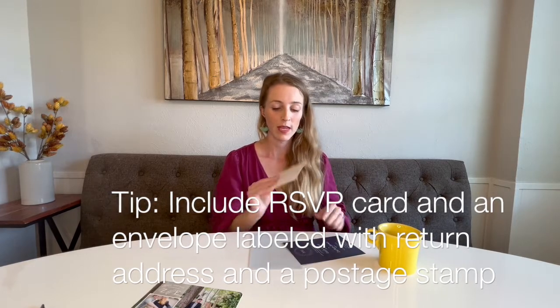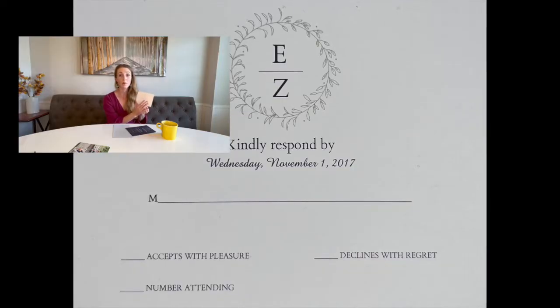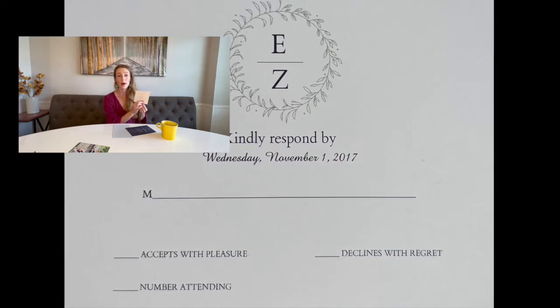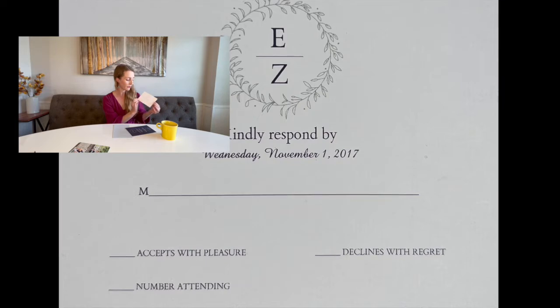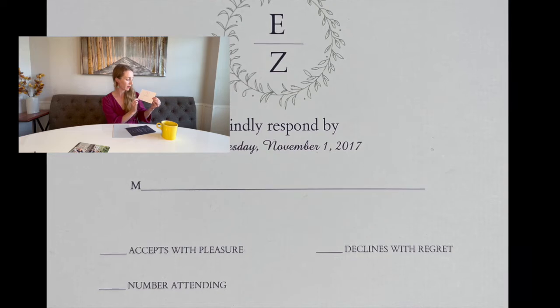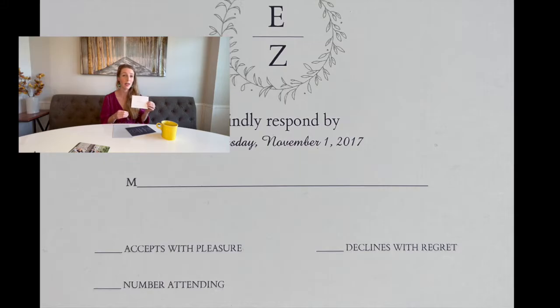So for example, what we included, we had a buffet, so we didn't include anything about food here. If you are doing a plated meal, this is where you would want to place options of, are you having chicken, beef, or vegetarian? So we kept it short and simple. Kindly respond by a certain date, which should be 1 month in advance of your wedding date. We left a line here so they could write their names of who's attending. And then we have a place where it says accepts with pleasure or declines with regret, and number attending. This will help clarify exactly how many people are attending from this invitation.